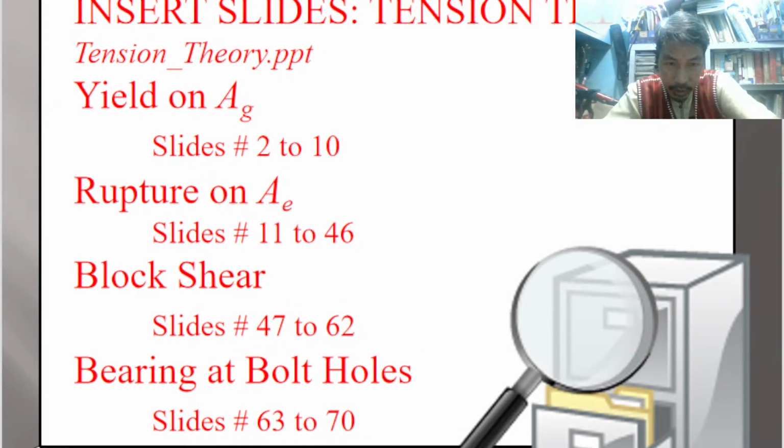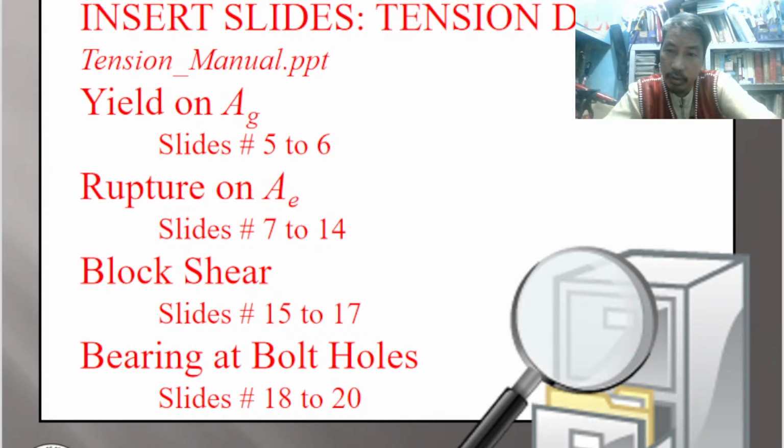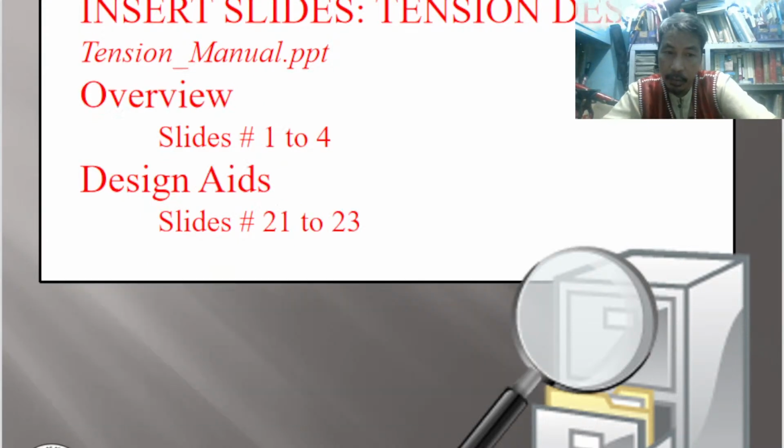So under the theory, we will talk about the theory, and we will also talk from the manual. The manual is the handbook. Okay, there are important considerations with respect to practice, from experience and from the codes. Okay, so they are written in the manual, and also overview slides, design aids. So we'll have those things.